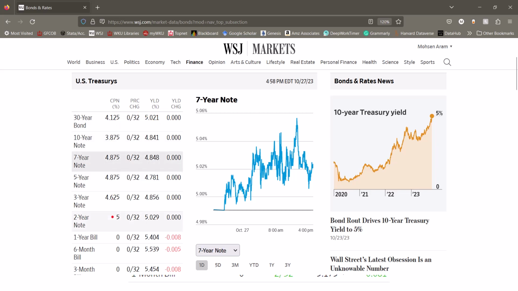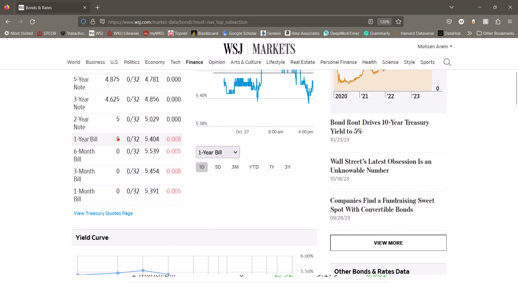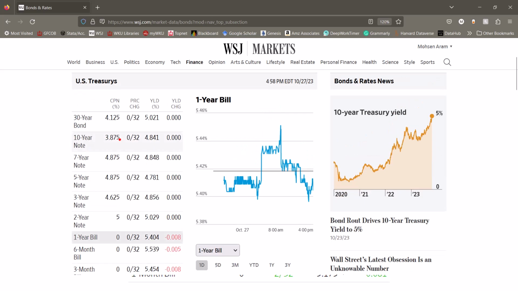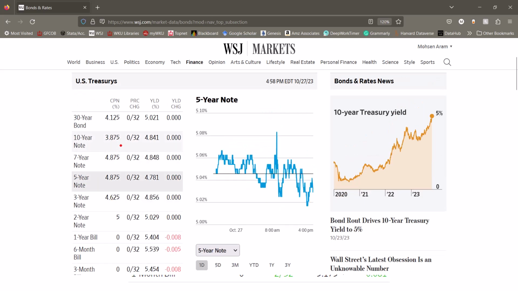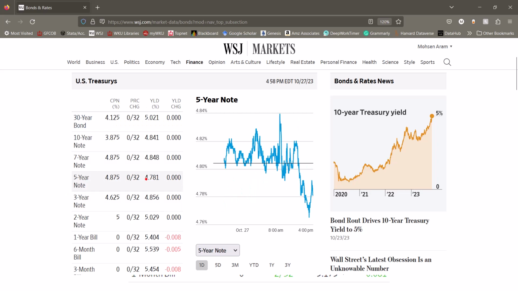And keep in mind, securities of less than 1 year are all zero coupon bonds. But anything beyond that, for 2 year, 3 year, and so on and so forth, are coupon bonds. This is the term structure of interest rate. How much you will get if you lend your money. What would be your yield if you lend your money to the US government for different maturities?